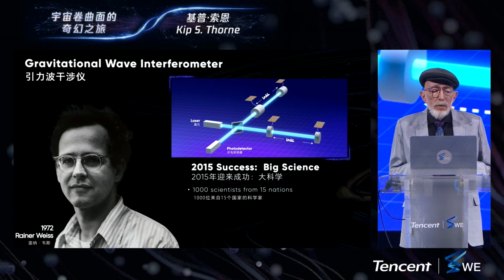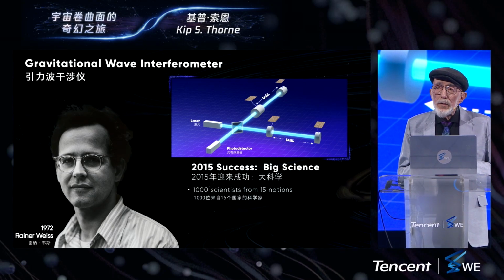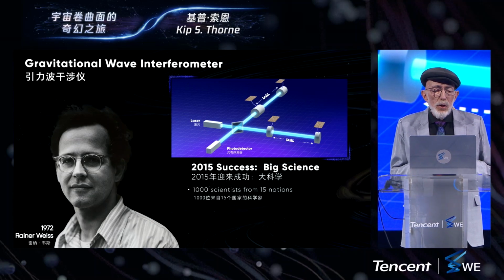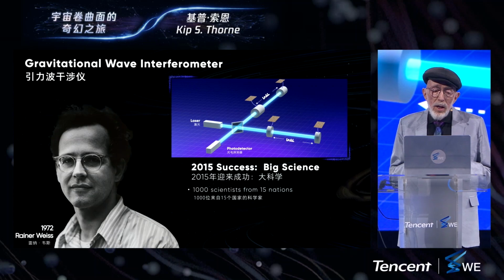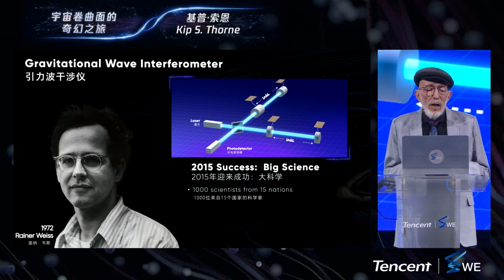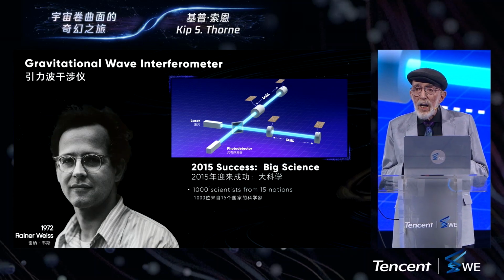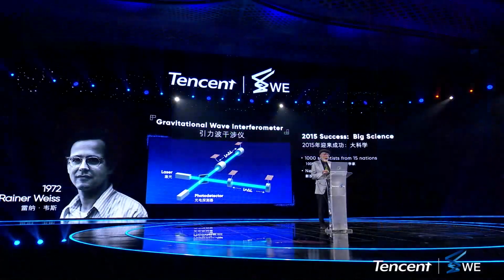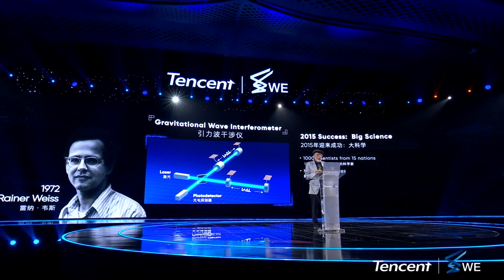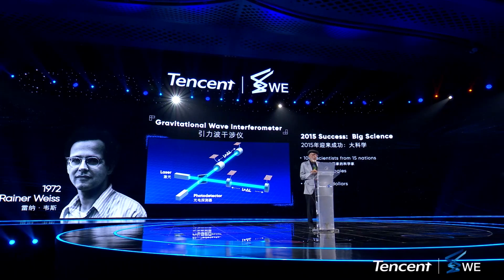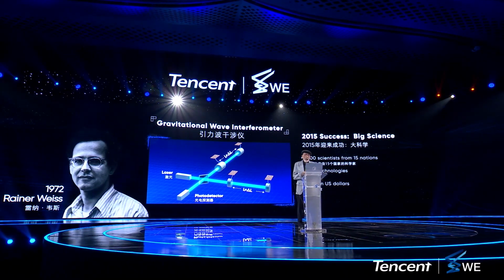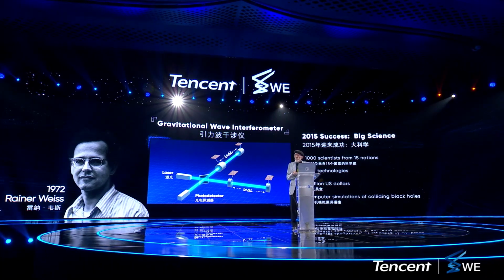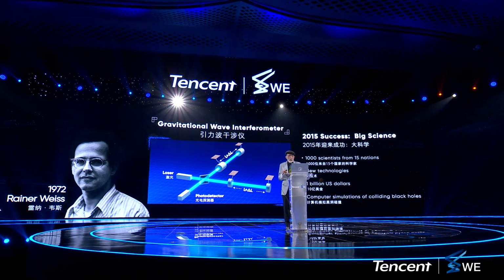Our ultimate success 43 years later would require big science. More than 1,000 physicists and engineers from 15 nations, all working together in a collaboration superbly organized and managed by Barry Barish and others. The collaboration would have to invent, develop, and perfect new technologies at a total cost of about $1 billion US. And success would also require highly accurate computer simulations of colliding black holes.